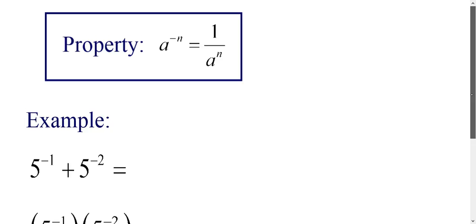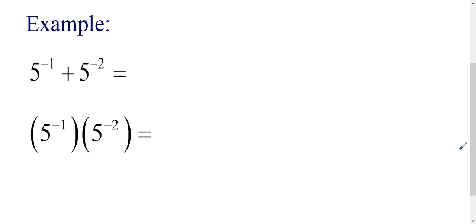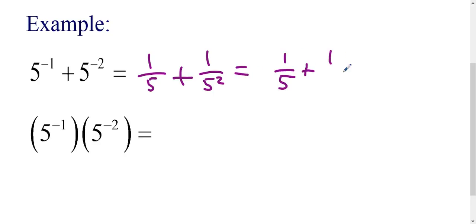Same property, negative exponent, you move it to the other part of the fraction. So these are separate because they're separated by the plus sign. 5 to the negative first and 5 to the negative second. 5 to the negative first is like 1 over 5. 5 to the negative second will be like 1 over 5 squared. Still separated by the plus sign. Five squared is 25.